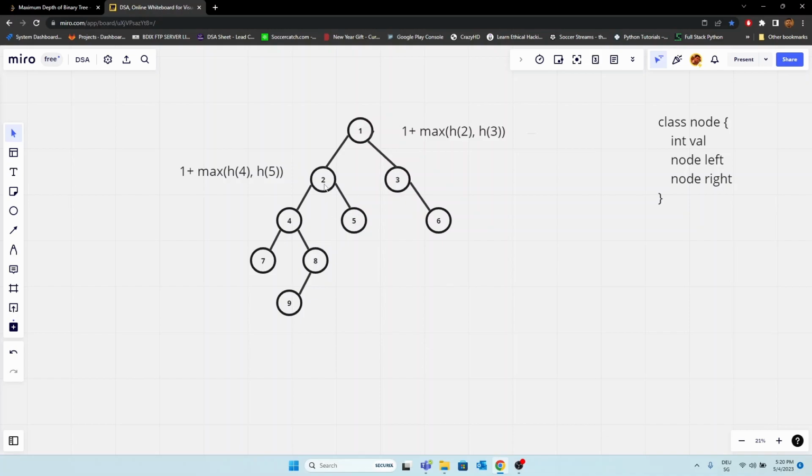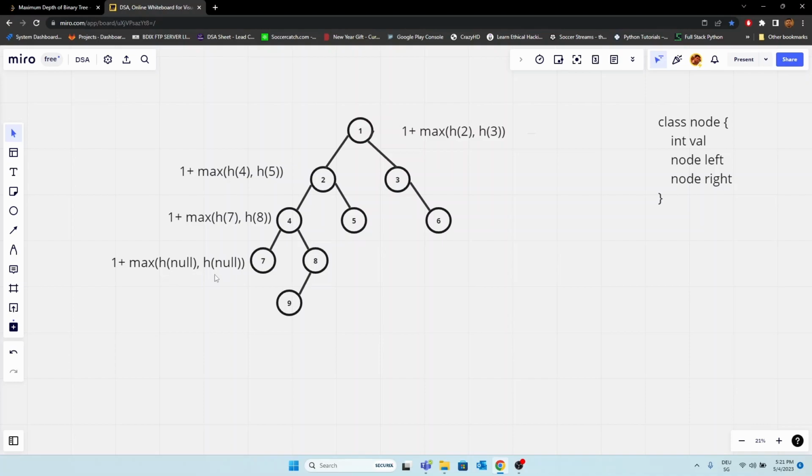Similarly, we will keep going like this until we reach the leaf nodes. Once we have come to this 7 node, this is a leaf node, and we can see that this leaf node neither has a left child nor a right child. So the recursive approach here will look something like this.